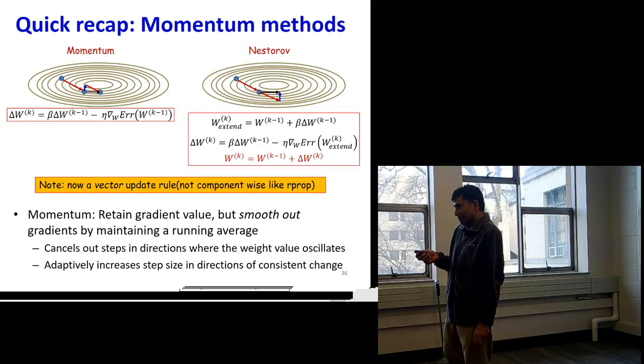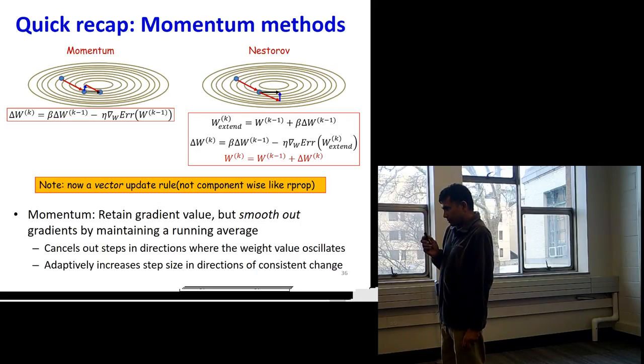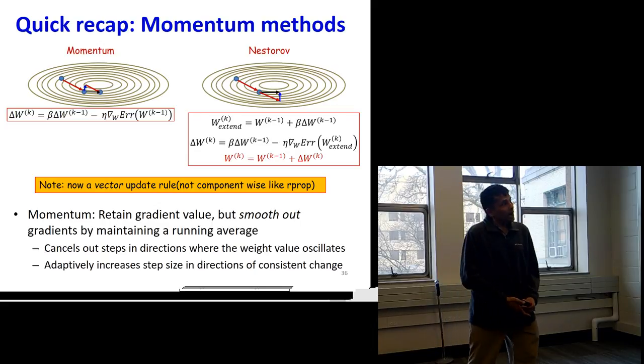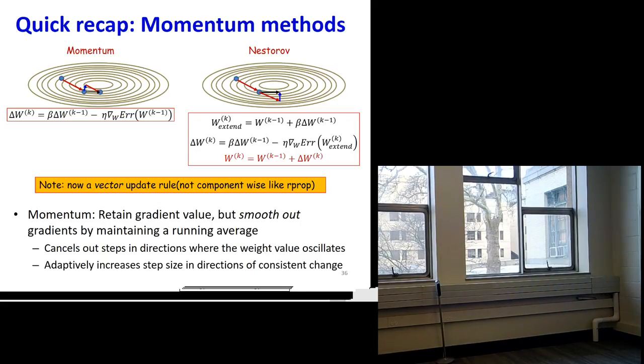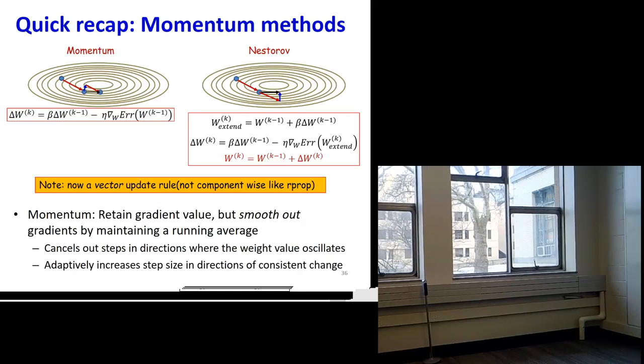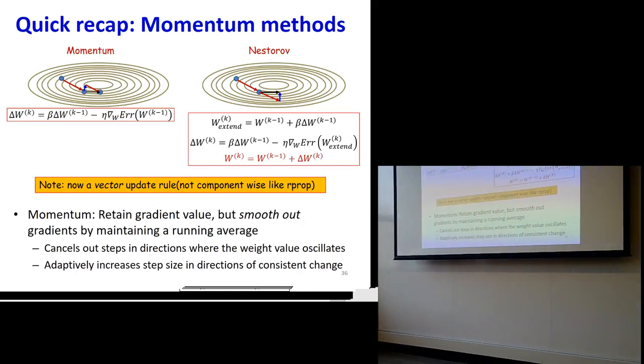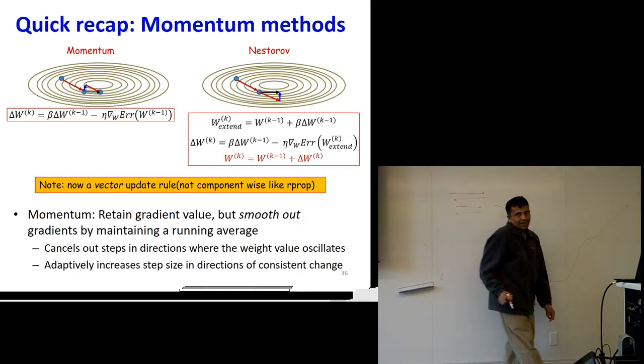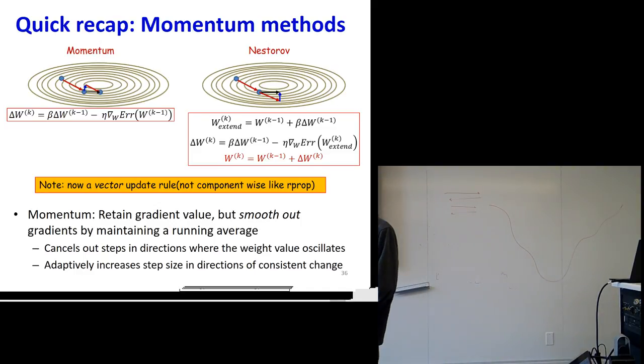Yes. Is it possible for momentum or Nesterov to still get stuck in a local minima? There's no guarantee of global minima at all, right? If these are nice and convex functions, then you get to the correct location faster. Now, there are some kinds of functions. So this function here, this is not a convex function by any means, but it has a global minima, and these techniques will get to the global minimum, right? So in such functions too, it will work. But for other functions, there are no guarantees.